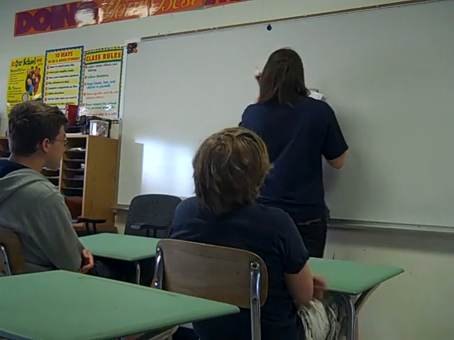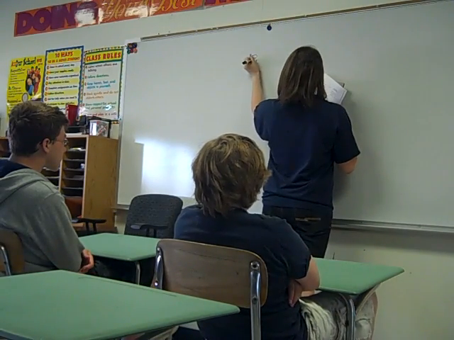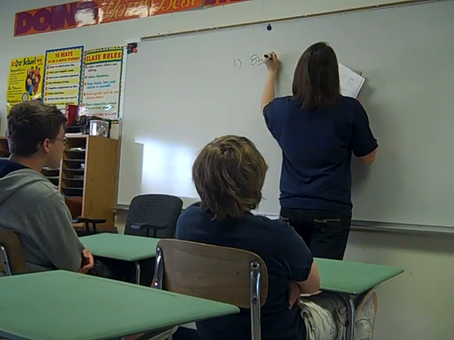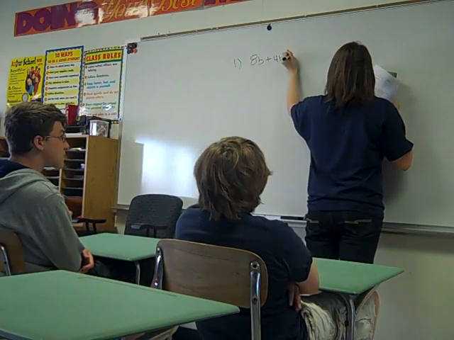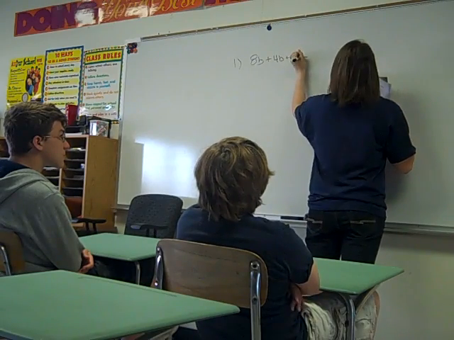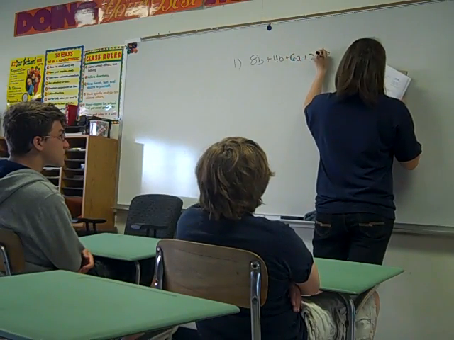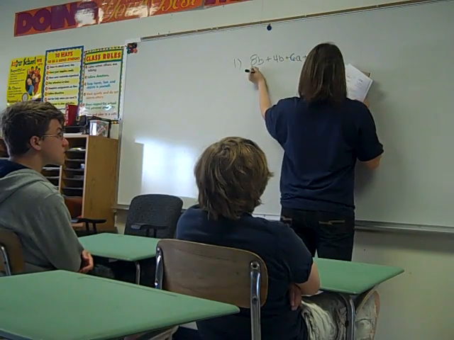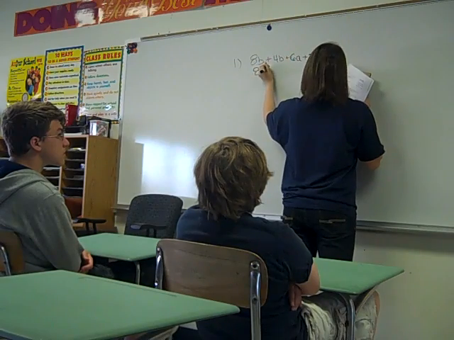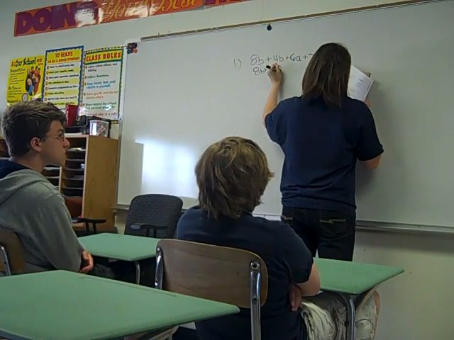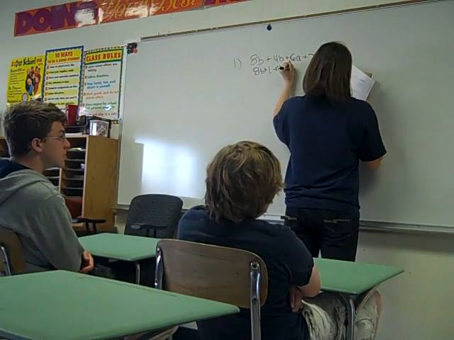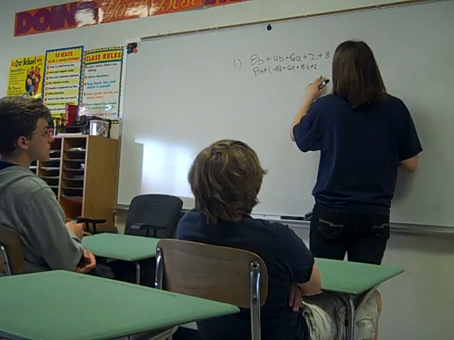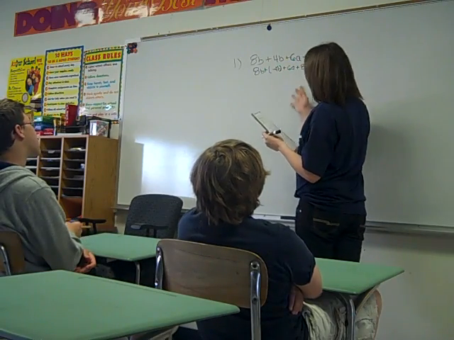Okay. So if you had 8b plus 4b plus 6a plus 2 plus 8a, you would bring the b's together. So you would rewrite it as 8b plus 4b plus 6a plus 8a plus 2. That way you're bringing them down where you can bring them together.